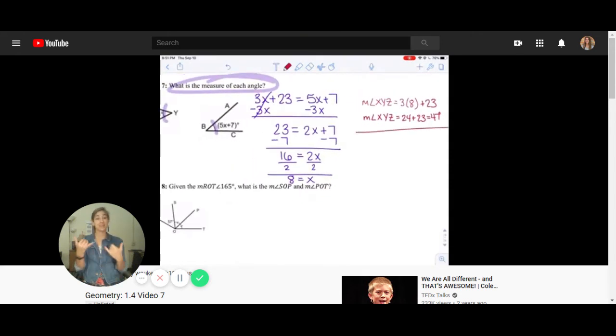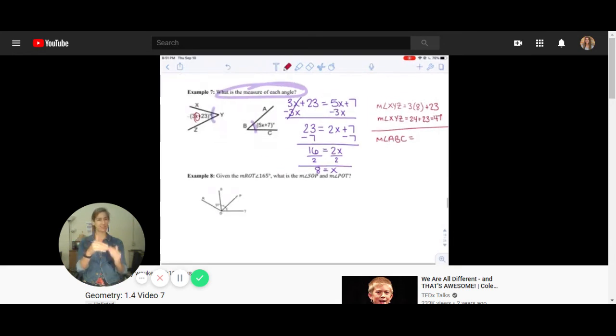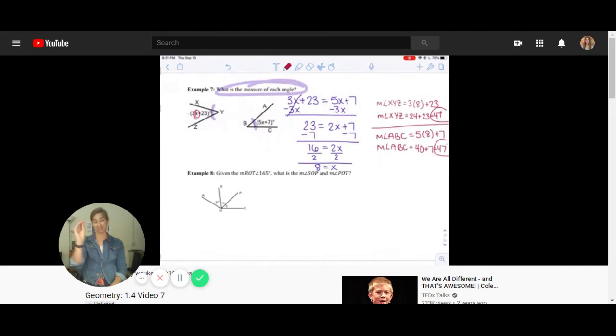Now, if I find the measure of the other angle, the measure of angle ABC, I should get the same thing, because remember those arcs told me that they were equal. So 5 times 8 plus 7, the measure of angle ABC, 5 times 8 is 40, plus 7 is also 47 degrees. So both angles measure 47 degrees.